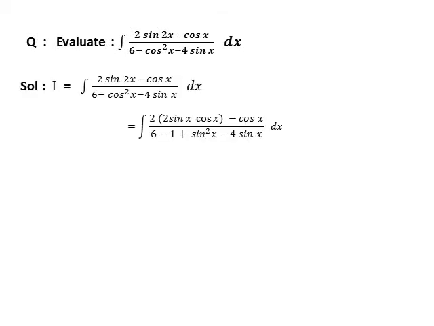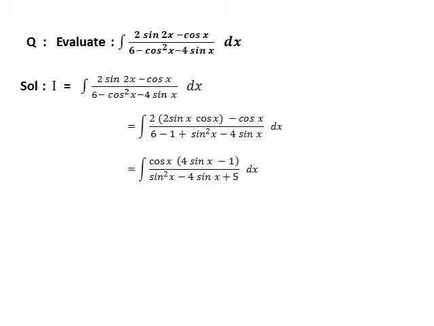In first step, denote the integral by I, then write sin 2x equals to 2 sin x cos x and cos²x equals to 1 − sin²x. Simplify it, we get I equals to integral of cos x multiply (4 sin x − 1) upon (sin²x − 4 sin x + 5) with respect to x.